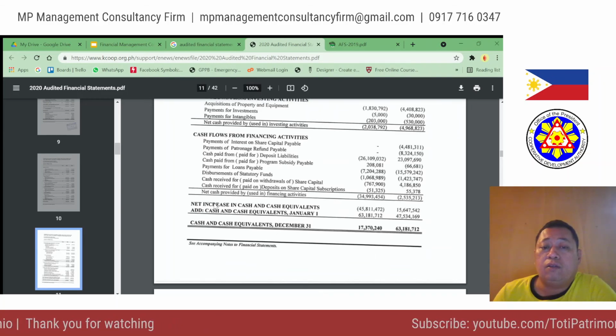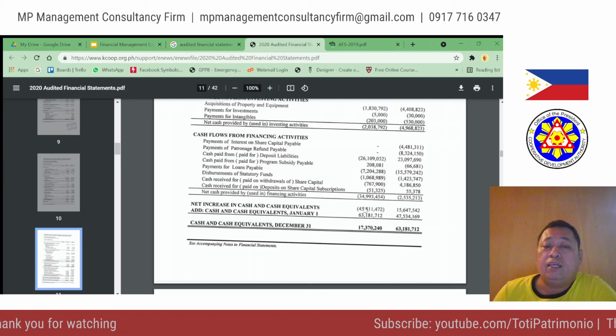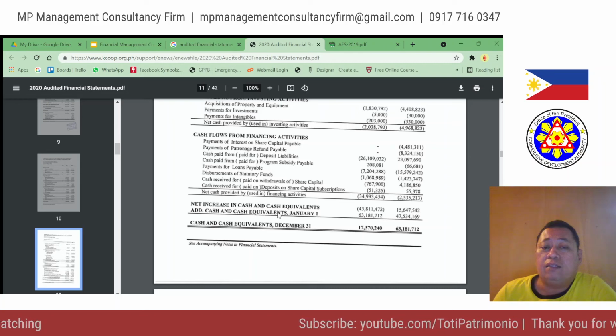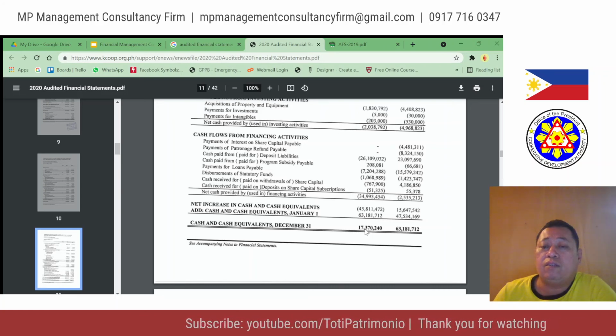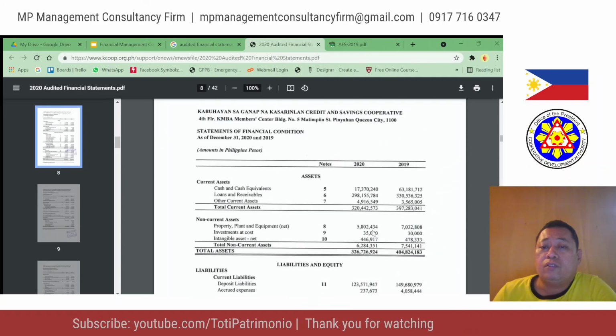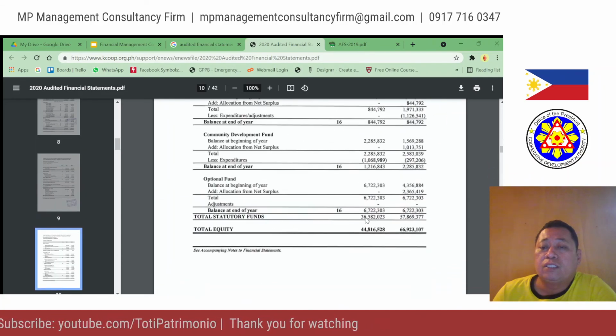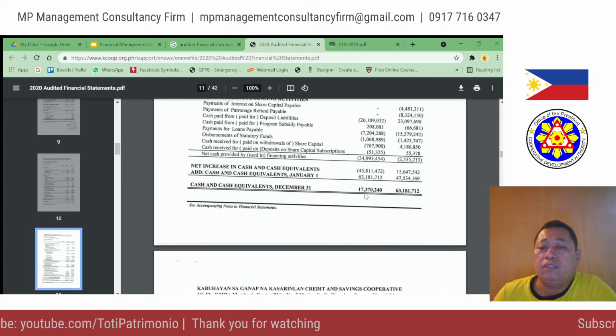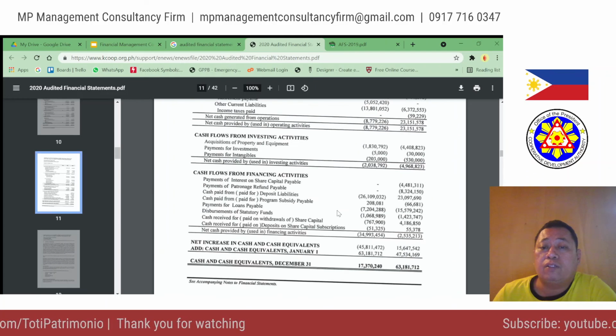Okay, so that's it. We will arrive at the net increase or decrease in cash and cash equivalents. We add the beginning balance of cash in January and get the ending balance. So if we look at the 17,370,240, it is equal to the balance sheet figure. So that's it for the presentation of the statement of cash flows.